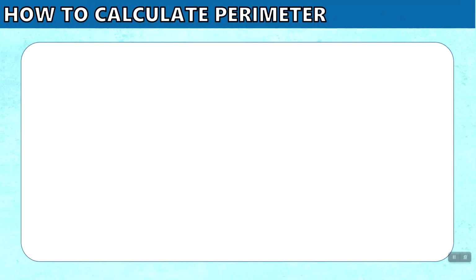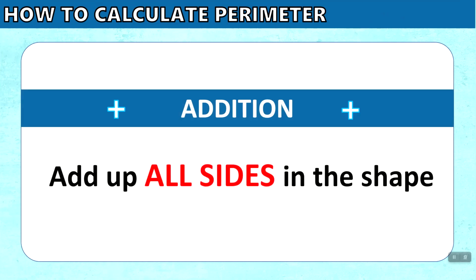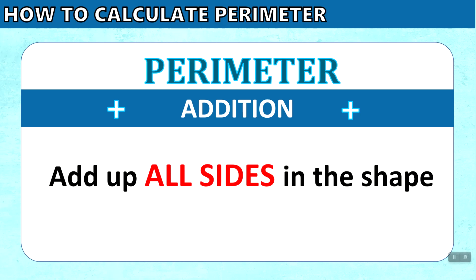And so let's learn how to calculate the perimeter. We use addition to find the perimeter of a shape. We add up all of the sides in the shape and this will give us the perimeter. Let's take a look at an example. Let's calculate the perimeter of this rectangle.